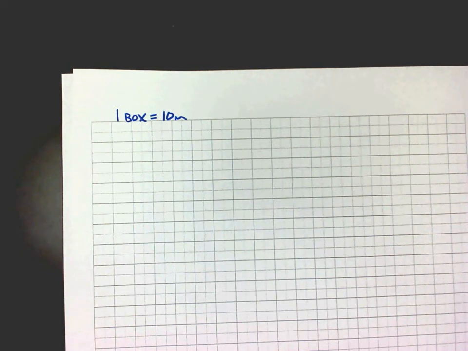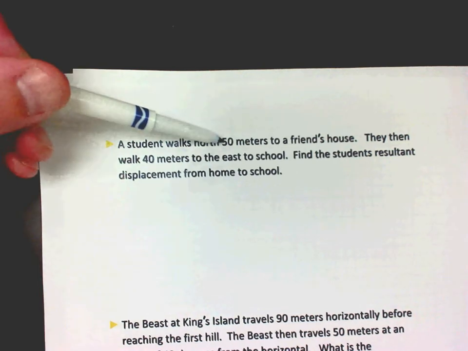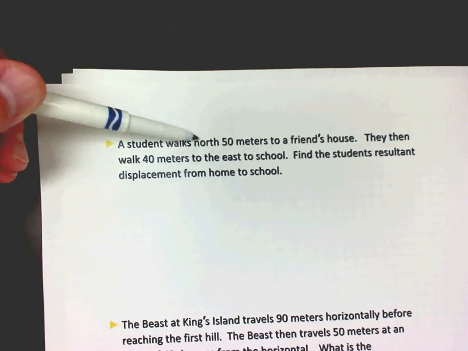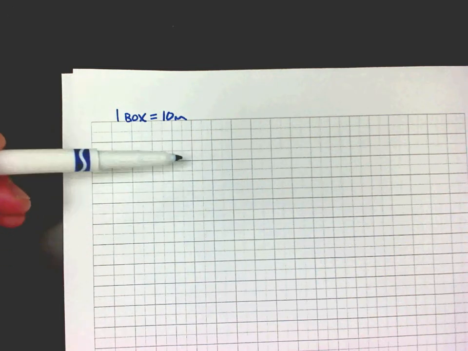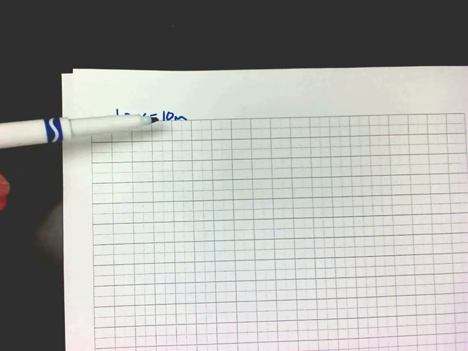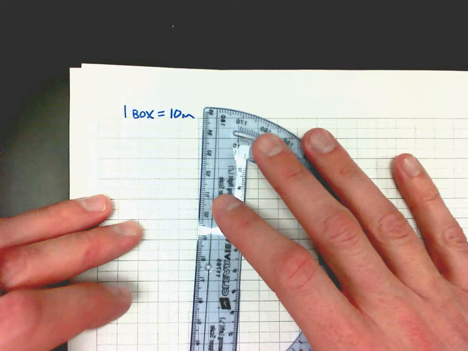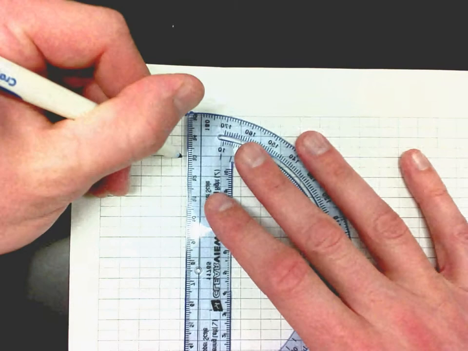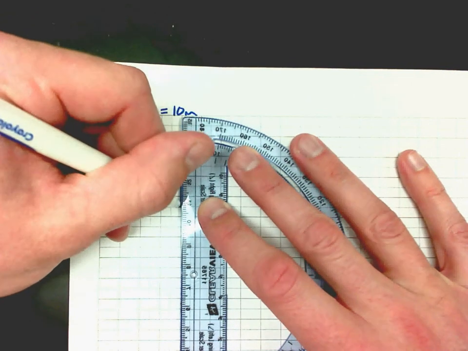Now, we look at our original problem, and we draw our vectors. So 50 meters north. We need an arrow that points north and is equal to 50 meters. If you think about it, we need 50 meters and each box is 10 meters. That means we're going to need 5 boxes going north. So I'm going to draw that. As I draw this, I'm using a marker so that it shows up nicely for you guys.